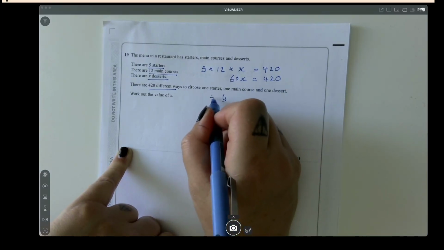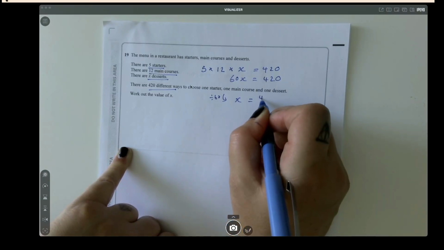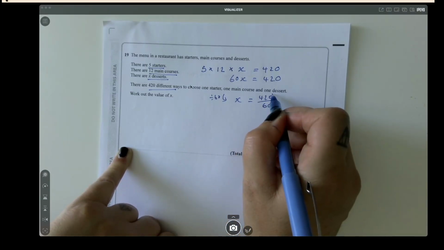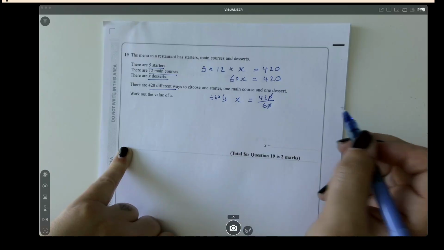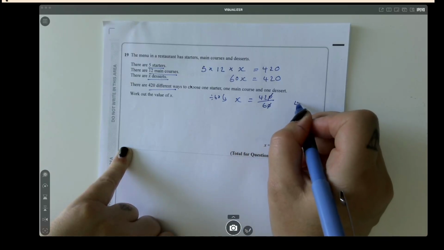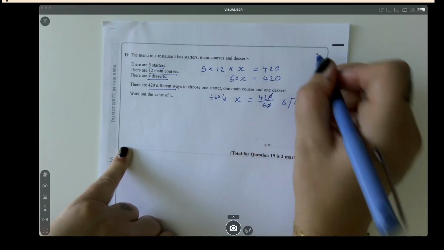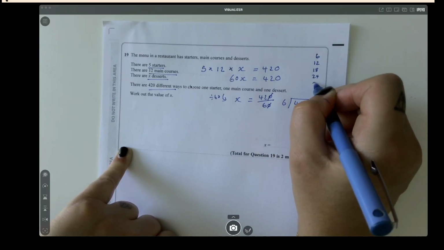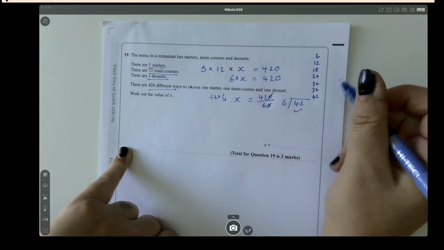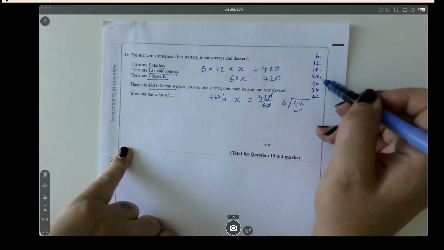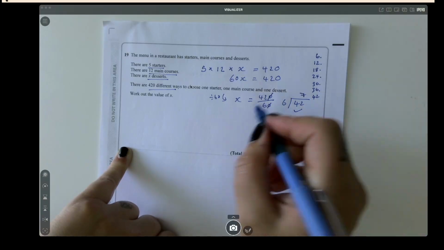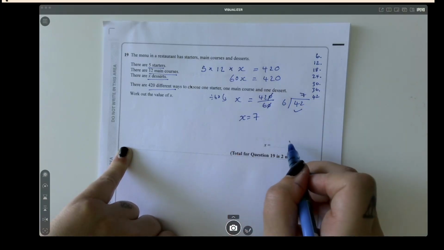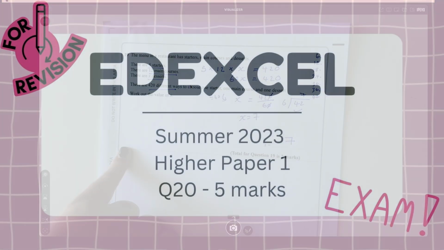So I'm going to divide by 60. So X equals 420 divided by 60. Divide numerator and denominator by 10. So I'm doing 42 divided by 6. So 6 is into 42. 6, 12, 18, 24, 30, 36, 42. 1, 2, 3, 4, 5, 6, 7. So X is equal to 7.